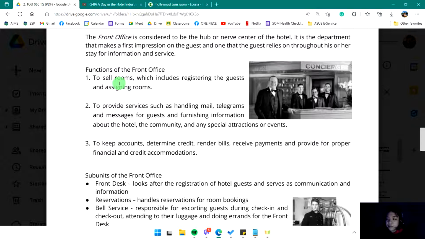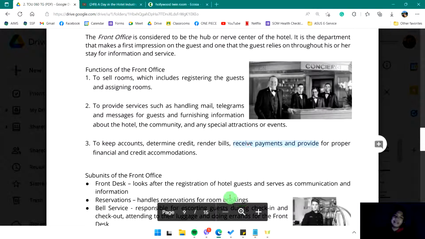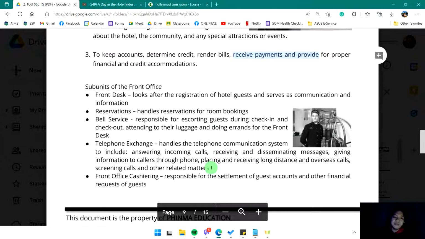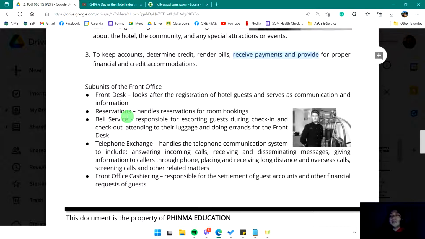And they are also the ones responsible in inserting the funds inside the hotels to keep up the accounts, to determine credit, render bills, receive payments, and etc. So we have different subunits, sinasabi natin, for front office. Or ito yung mga trabaho, ito yung mga responsibilities na nakapaloob sa isang front office.